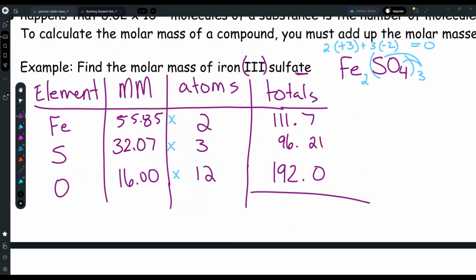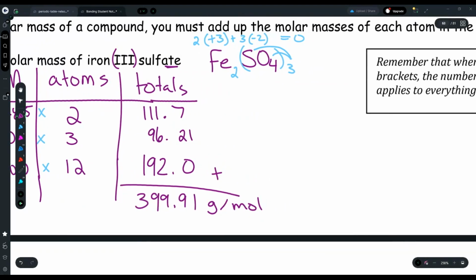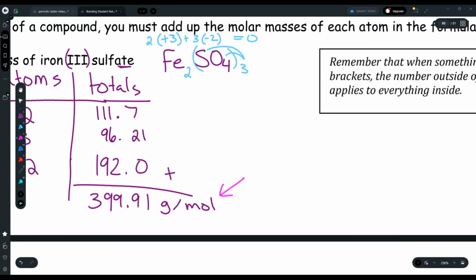And now what we're going to do to all of these numbers in our total column is add them up. So that's going to give us 399.91 grams per 1 mole. So grams per mole, that is the units for molar mass.